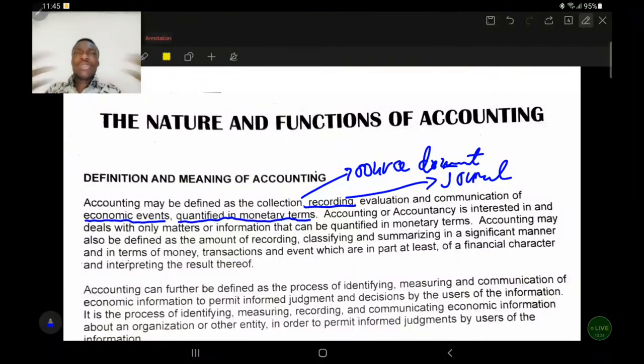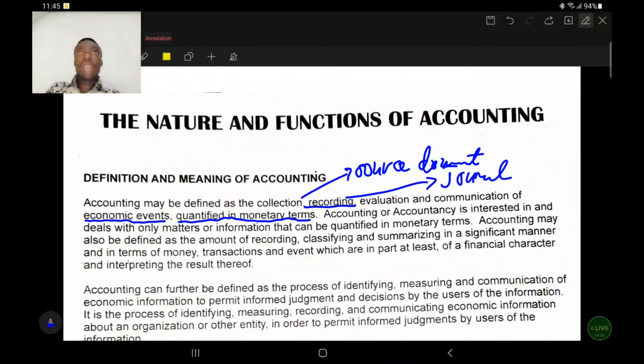So the economic events here, I mean events of what? Business transactions. What do I mean by business transaction? We are talking about transactions that always result towards money. I hope that is clear. So business transactions are transactions or activities of the company or the business that have money involvement, economic events that are quantified in monetary terms. So these are the things that you as an accountant report. You first of all collect the information, that's the source document, and you record it in a book called journal.